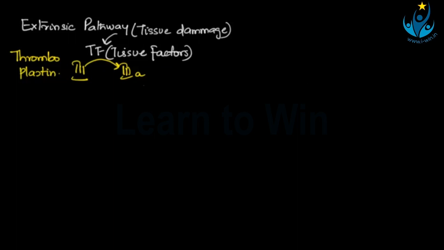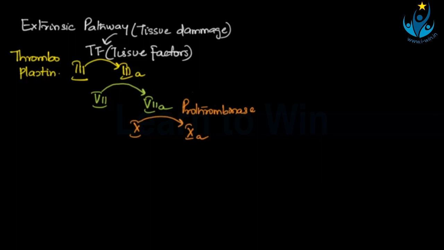Next, this factor 3A takes factor 7 and activates it into 7A. So we are representing the activated versions with the A. Now, this factor 7A will take factor 10 and activate it into factor 10A. Factor 10A is an enzyme called prothrombinase, which is also called the prothrombin activator.